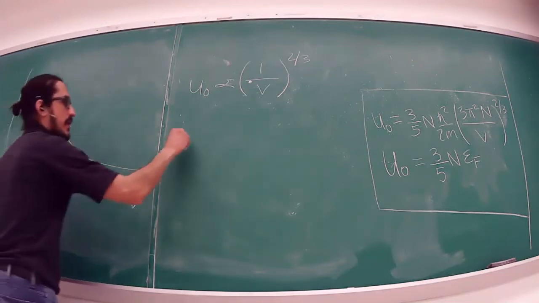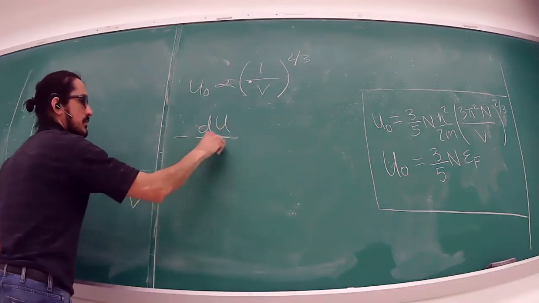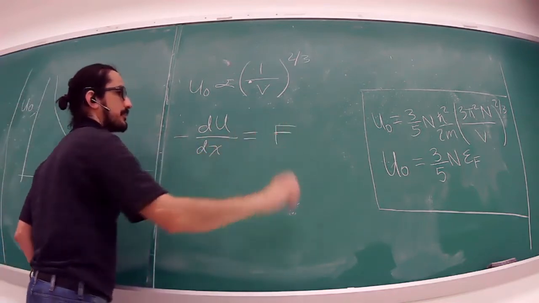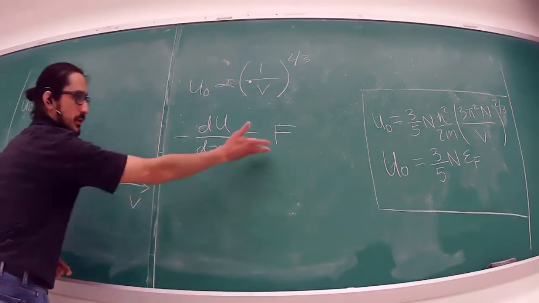Minus the derivative of the potential with respect to the displacement is a force. So what happens if you try to compress this system? The force increases more and more and more. The more you compress, the more difficult it is to continue compressing. If you want to compress it to 0 volume, you're going to feel an infinite force. You cannot put all the states in the same space. Nature precludes you from doing that.